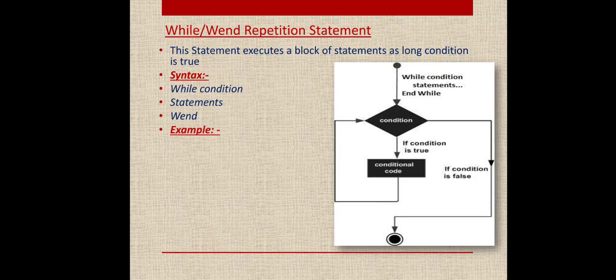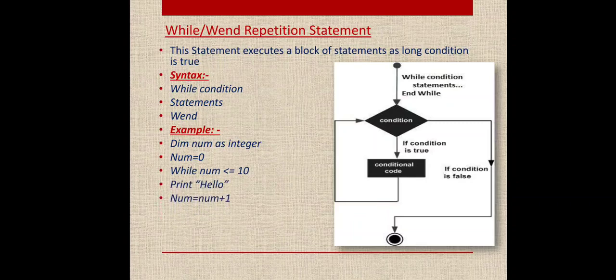So now the example. First we write Dim num As Integer. We define num as a variable and the data type is integer. We initialize it to 0. Then we write While num <= 10, Print "hello", and we write num = num + 1. This is the increment to this variable, and we write Wend.